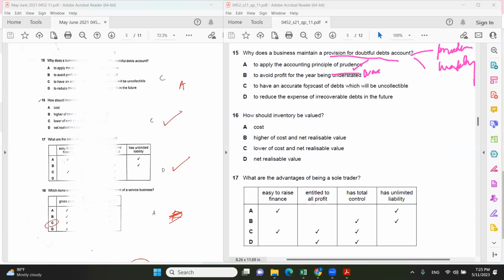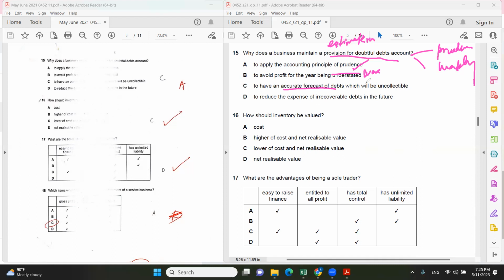To have an accurate forecast of the debt which will be uncollectible. This one, accurate forecast, is just an estimation, so it's difficult for us to estimate. To reduce the expenses of the irrecoverable debt in the future.